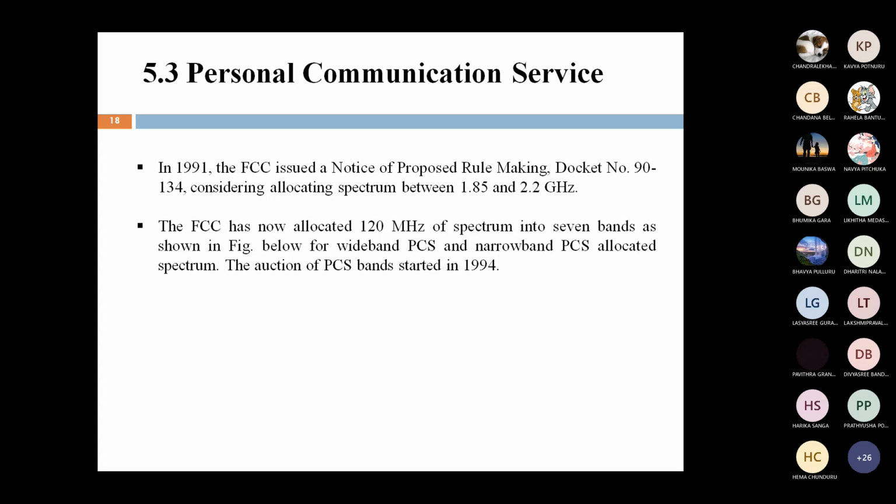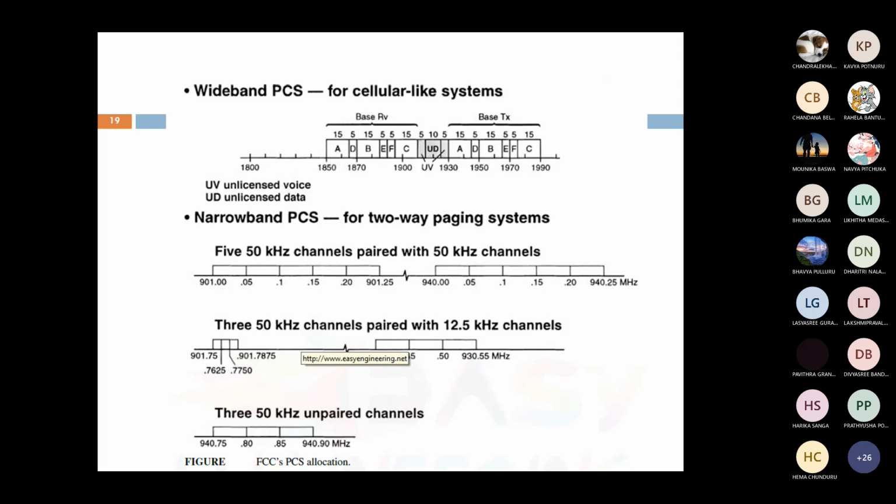Here we are using the spectrum between 1.85 to 2.2 gigahertz. This is exactly why PCS works in both wideband and narrowband. Here, wideband is like cellular systems, divided into 2 parts: a licensed part, and an unlicensed part for voice and an unlicensed part for data, UV and UD.